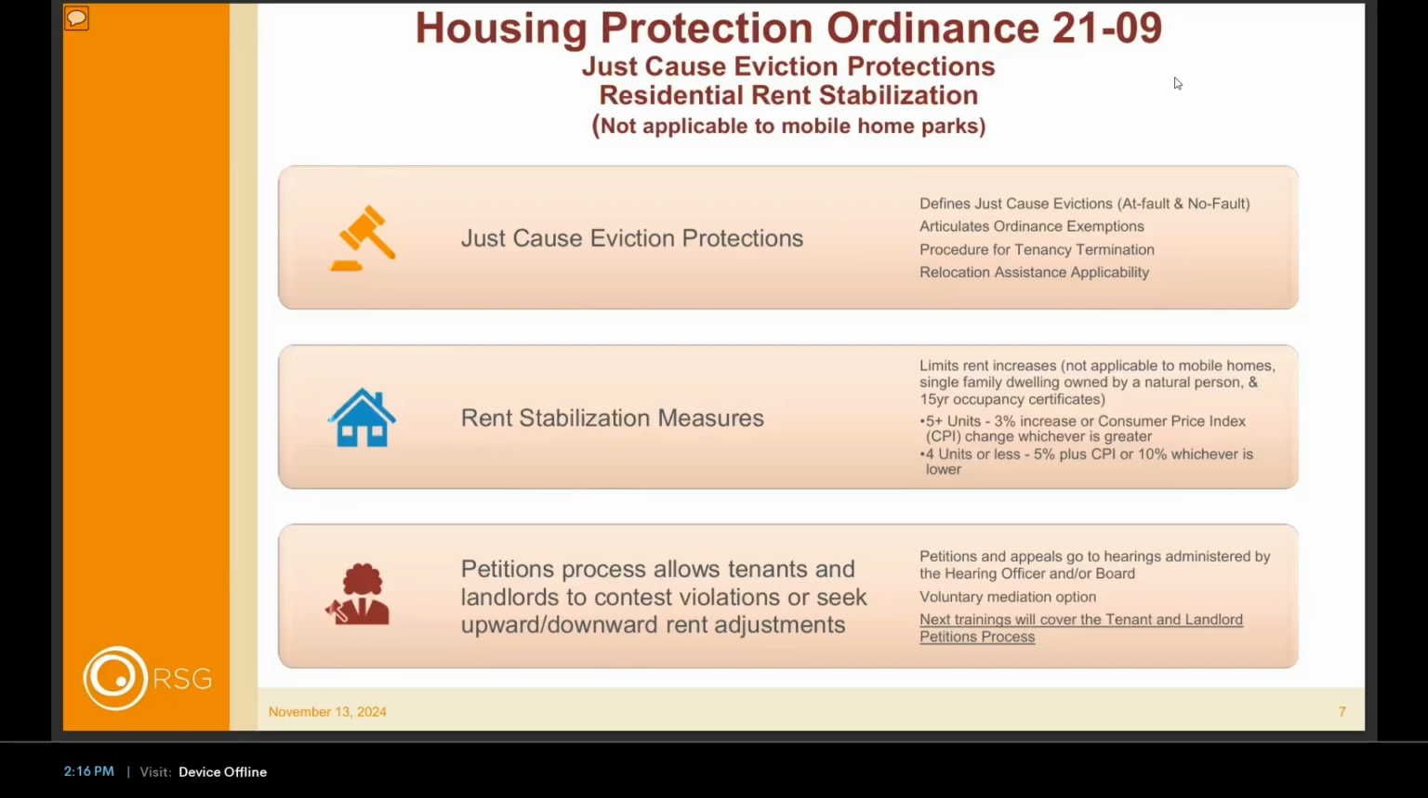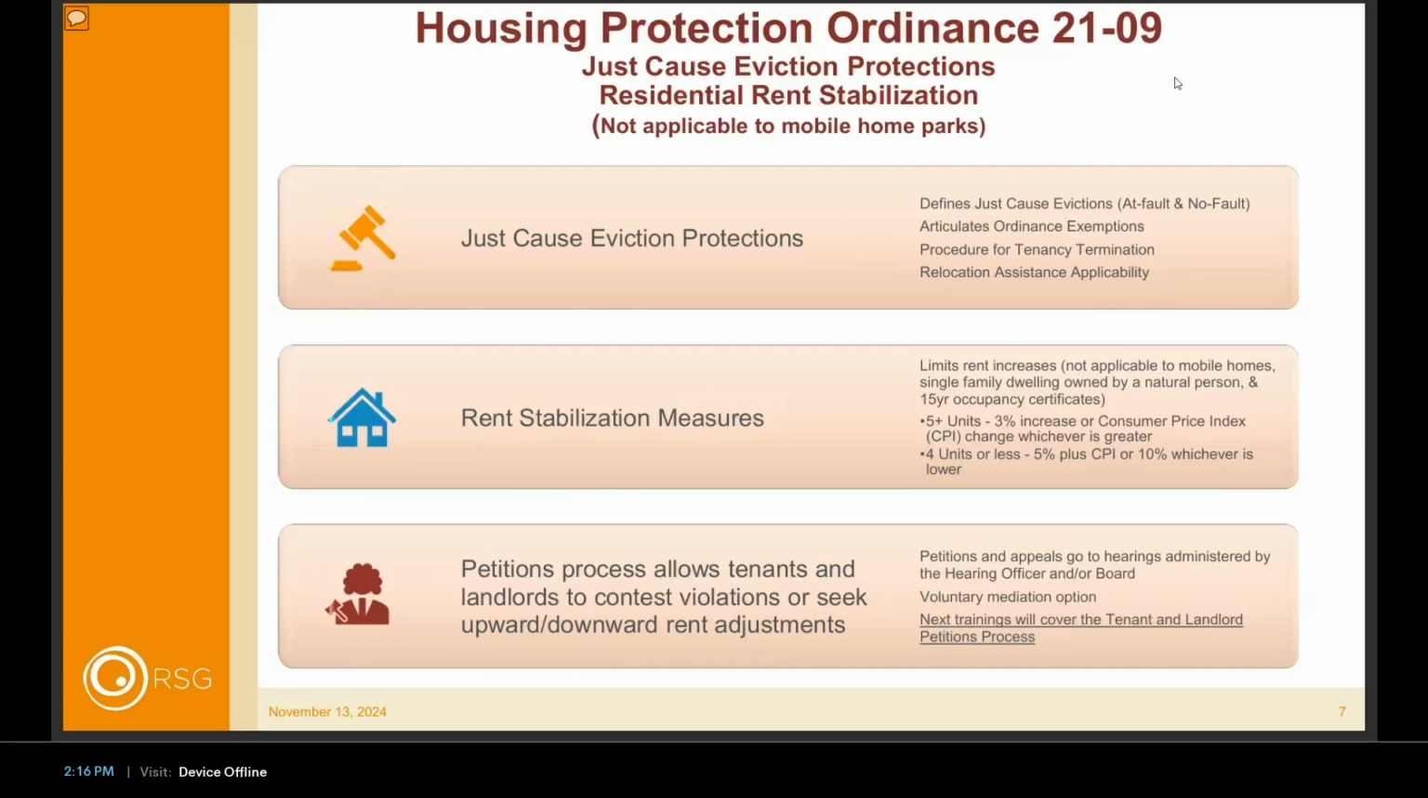It will discuss some exemptions from the ordinance and then specific procedures that are needed to be followed by the owner for termination of tenancy. And if any of those procedures that are laid out within the ordinance are not followed, that is in violation of the tenant's rights. And it also covers relocation assistance and describes specifically when that's applicable.